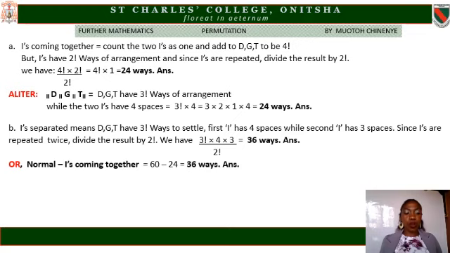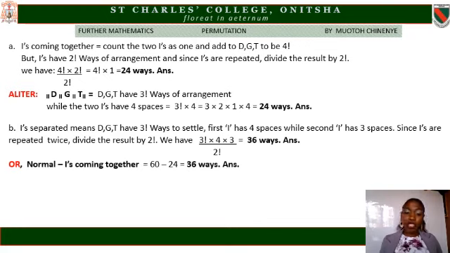Then let's go to answer to question B. I separated means that the D, G, and T have 3 ways to settle. When D, G, and T are settled, first I will have 4 spaces to occupy, while the second I will have 3 spaces left over. Since i's are repeated twice, you simply divide the result you have by 2, and that will give us 3 factorial times 4 times 3 all over 2 factorial. And when you simplify further, you are going to have 36 ways as an answer.